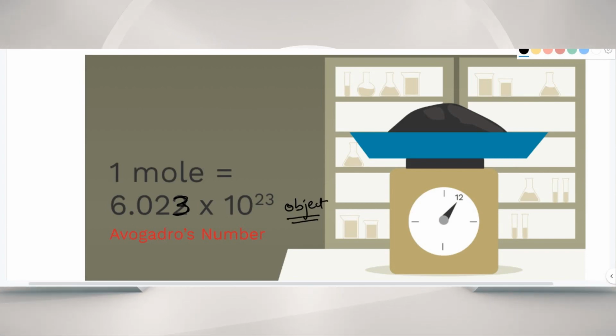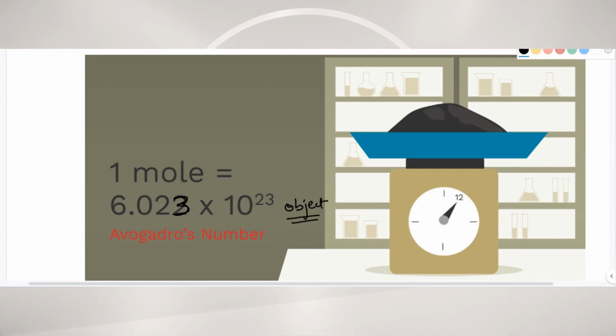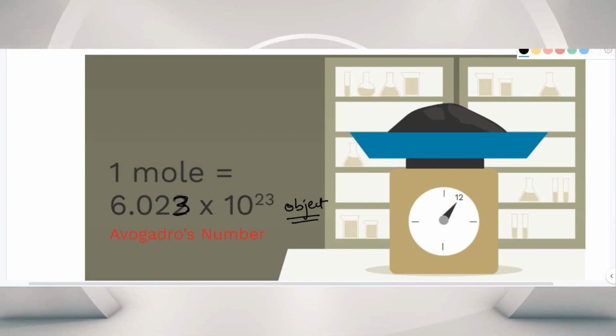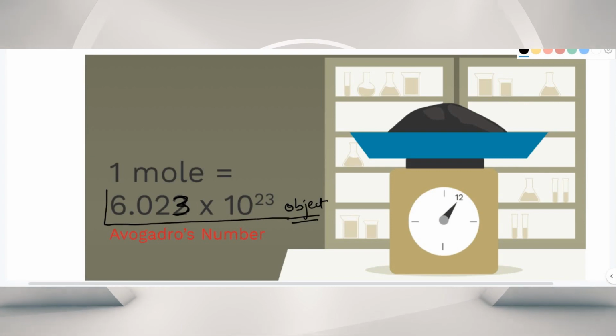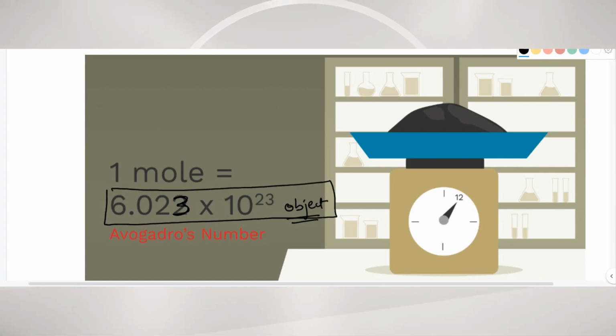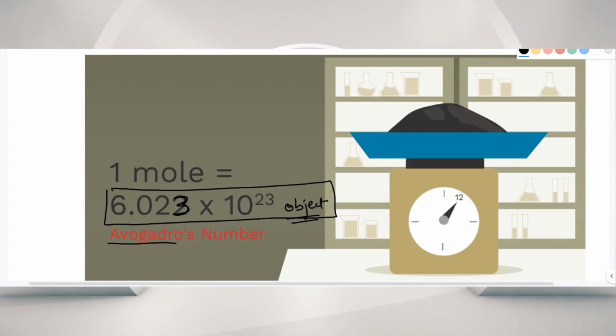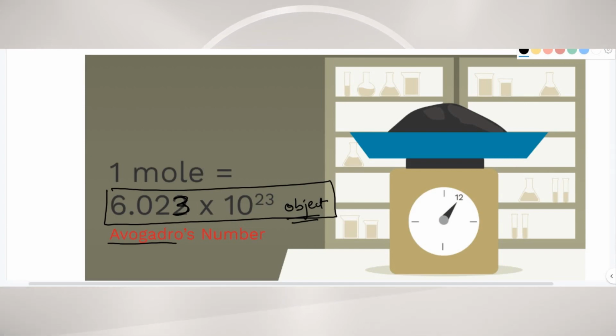Like earlier when we were doing statement problems, 1 dozen meant we used to take 12. So from now onwards, when we talk about 1 mole of any object or any substance, we will know that 1 mole has not 12 objects, not 144. It has 6.023 into 10 to the power 23 objects. And this number, 6.023 into 10 to the power 23, is called the Avogadro number, named after the scientist Avogadro.